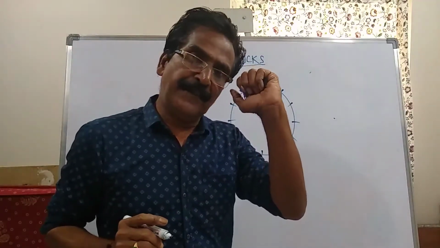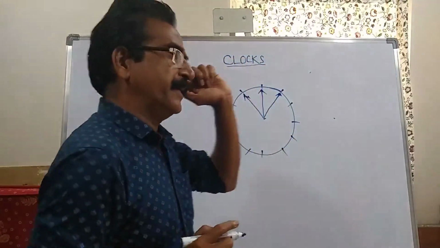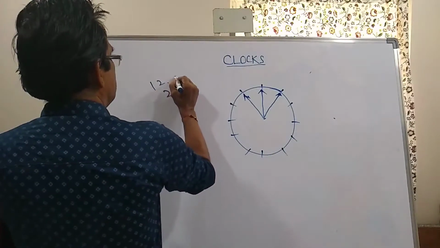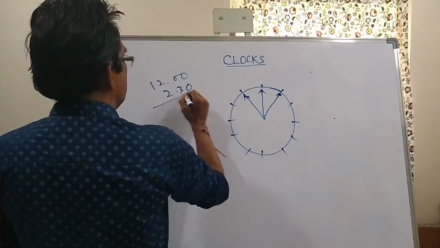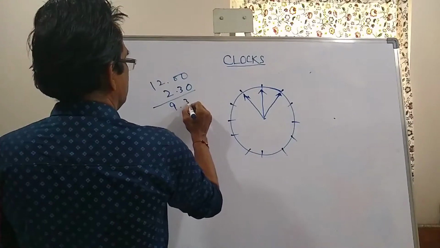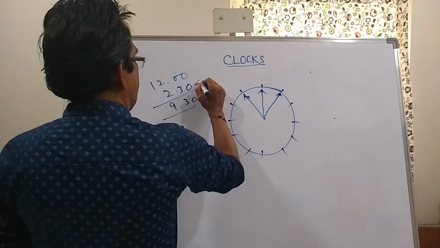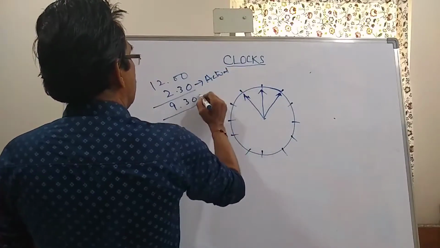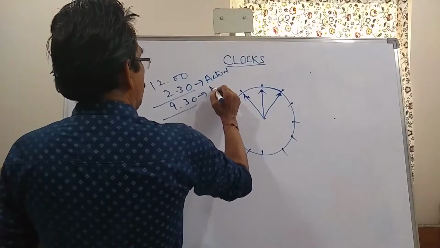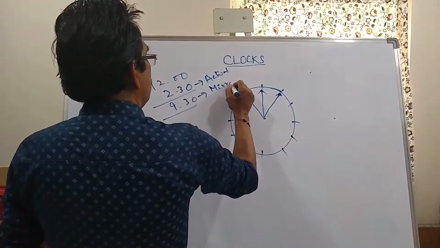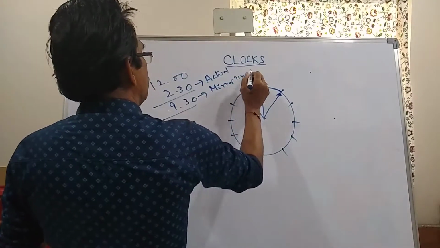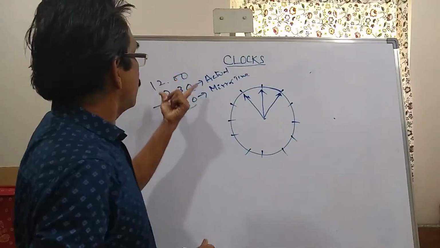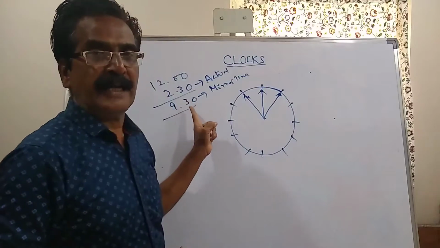How does it appear in a mirror? That is 12 minus 2:30, which is 9:30. So this 2:30 is the actual time, and this is the image time or mirror time. If the actual time is given, then the mirror time is 12 minus 2:30, which is 9:30.